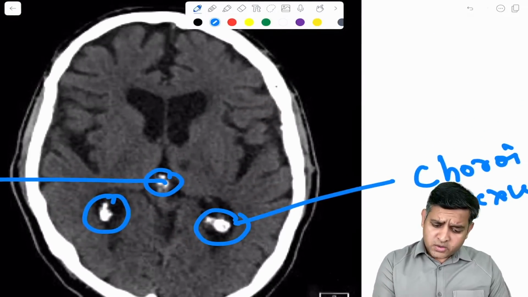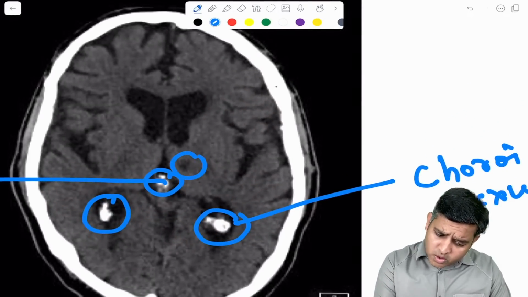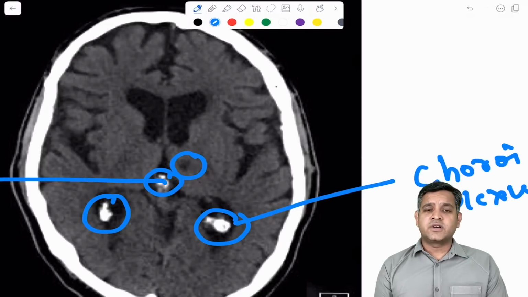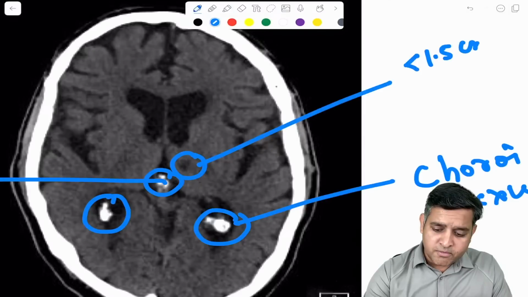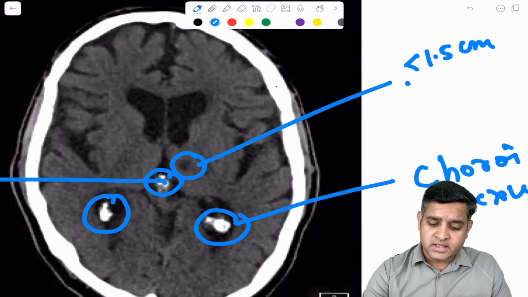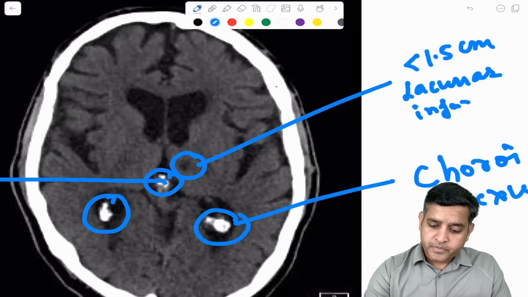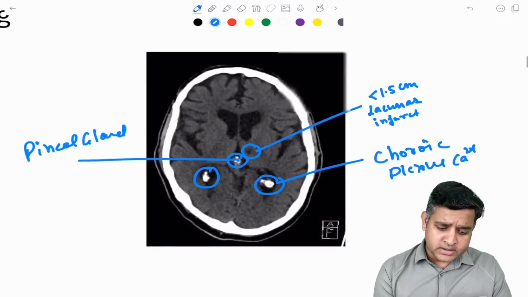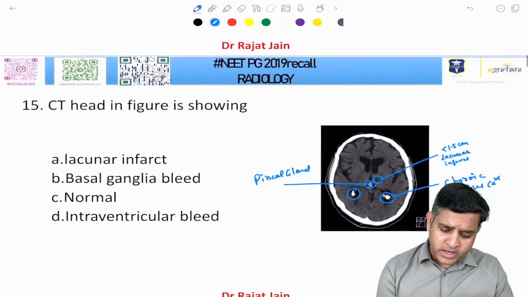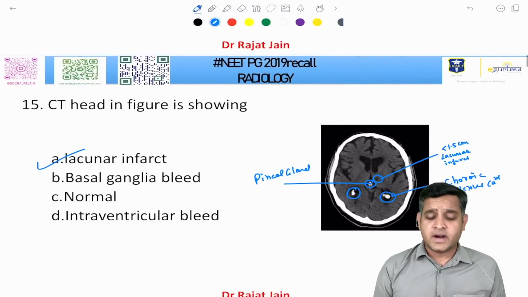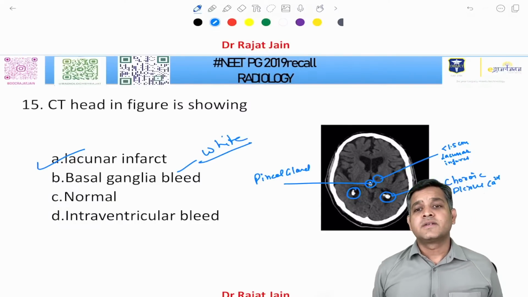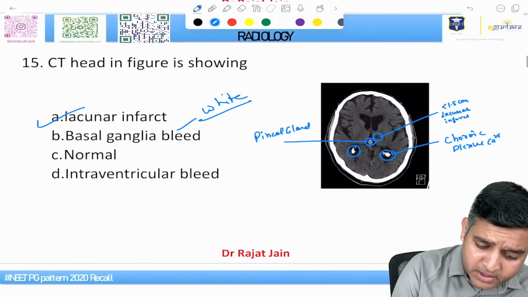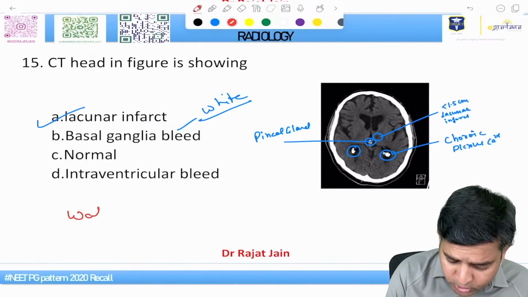Then what do you see? See this image. You are seeing a subtle small hypodensity in the region of the left basal ganglia. When typically the hypodensity is less than 1.5 centimeter in size, these are called lacunar infarcts. All right, so this is an image of a lacunar infarct. A basal ganglia bleed will be seen white in color. Now who will tell me where you will see a watershed infarct?